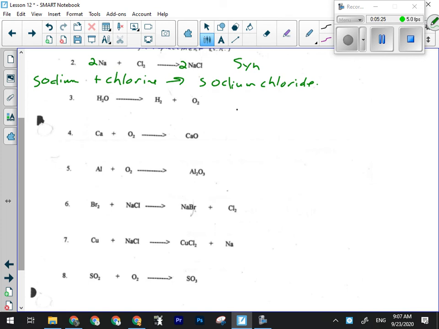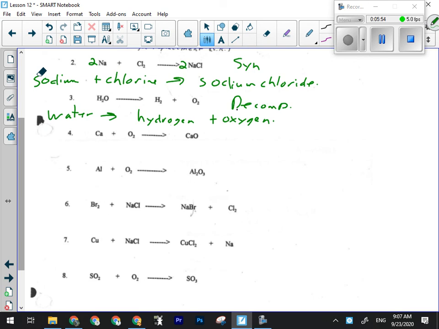Okay, for number 3, we've actually seen this reaction before. We have water, okay, and it is breaking down into hydrogen and oxygen. Okay, what kind of reaction are we looking at? Decomposition reaction, yeah.